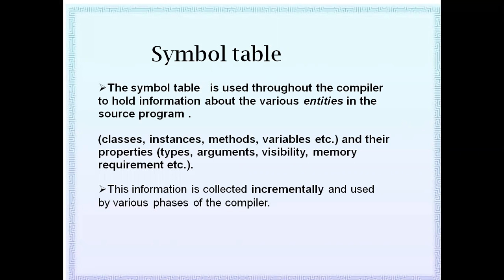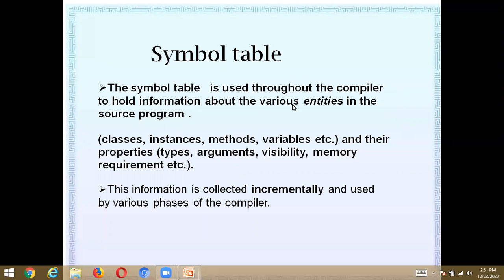We have six phases in the process of compilation. Along with those six phases, we have two subphases, right? What are those two subphases? One is the symbol table and the other one is the error handler. So here, the symbol table is a data structure. And how do I define the symbol table? It is a data structure.